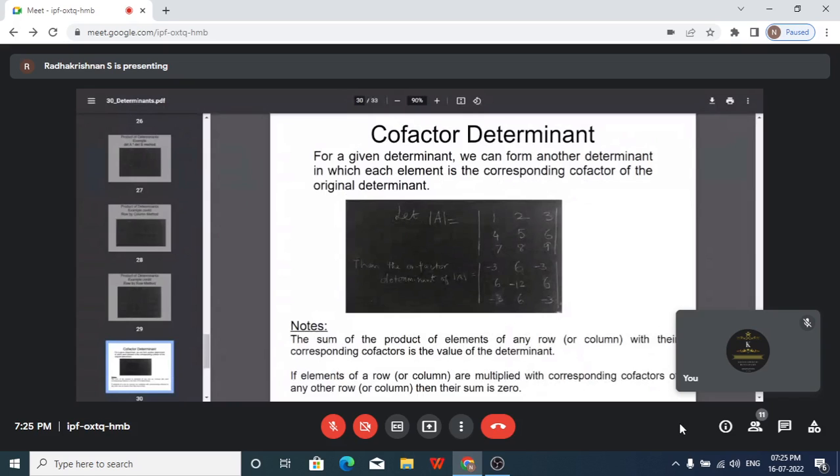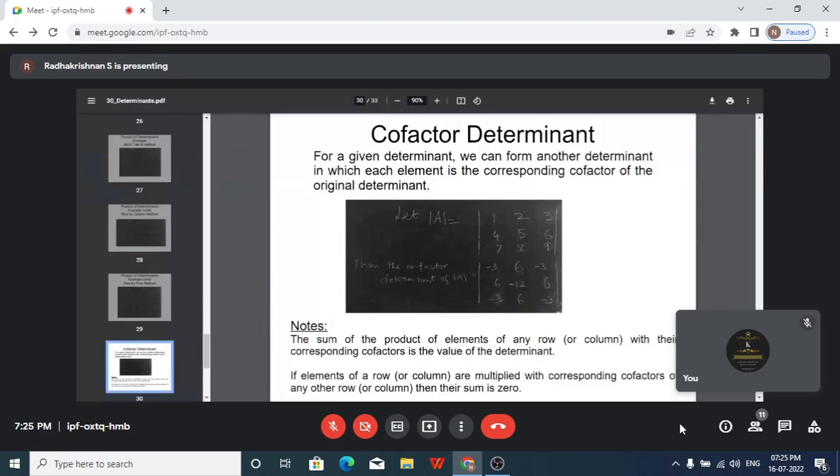There is something called a cofactor determinant. For a given determinant, we can form another determinant in which each element is the corresponding cofactor of the original determinant. That kind of determinant is called a cofactor determinant. For example, there is a determinant 1, 2, 3, 4, 5, 6, 7, 8, 9. We form another determinant like this.